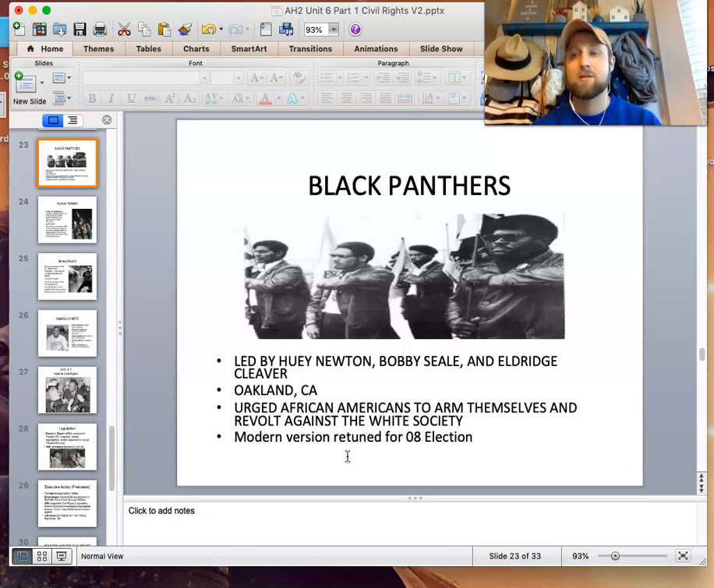In 2008, when they resurfaced, they were going to places in which people went to vote in the 2008 election, where they felt that African Americans were being discriminated against and being kept from voting.